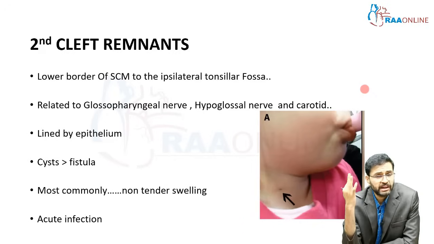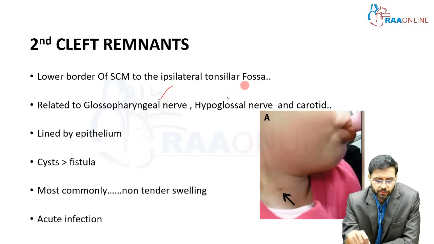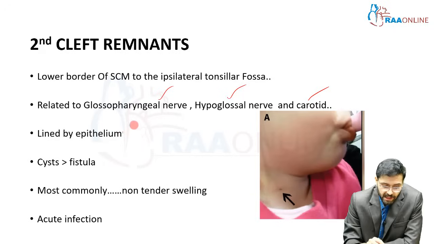It is related to three important structures. One is the glossopharyngeal tract itself, which is related closely to three important structures: the glossopharyngeal nerve, the hypoglossal nerve and the carotid. These are lined by epithelium.